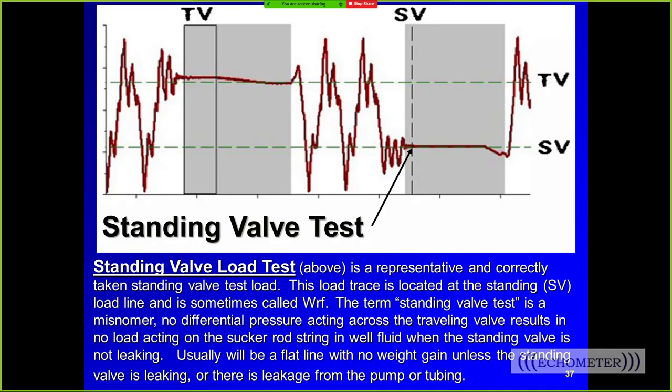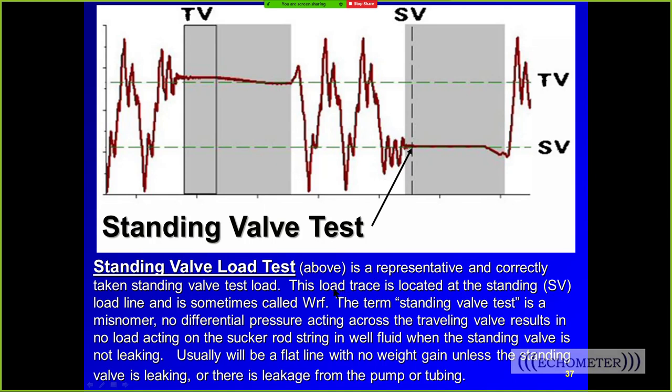So here's some valve test examples. Here we have a traveling valve load test versus time, and a standing valve load test versus time. And this is one stroke and two strokes. And so notice that we stopped right here, and the weighted rods and fluid measured matches up with the theoretical weighted rods calculated based on what you typed into the software.